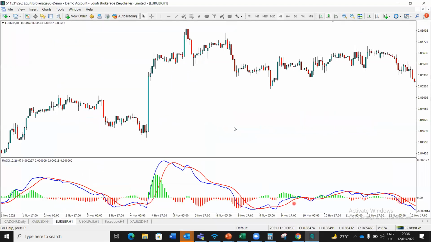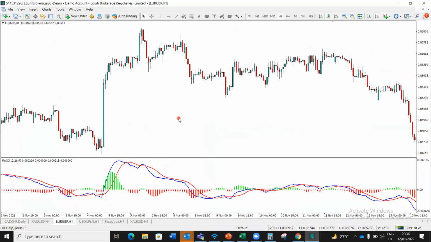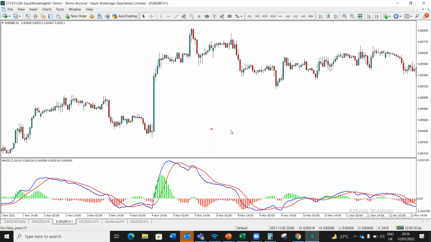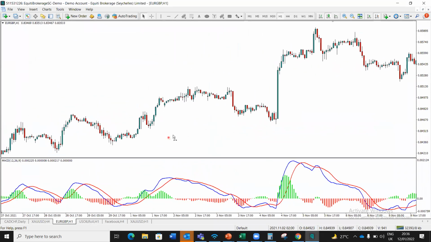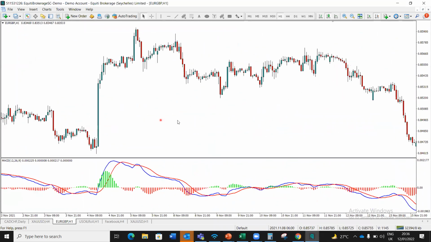So if we go back to our charts, we can still find some of those engulfing patterns.